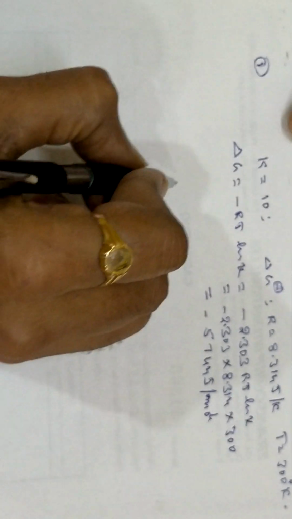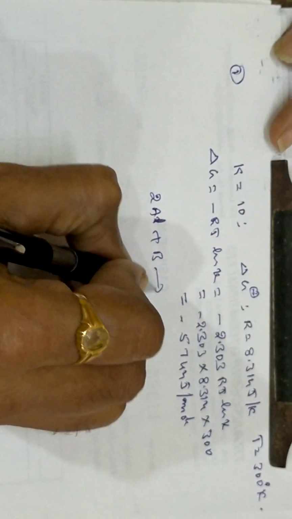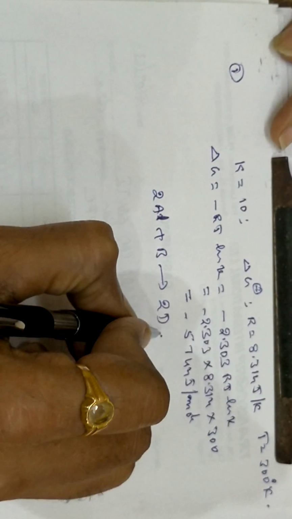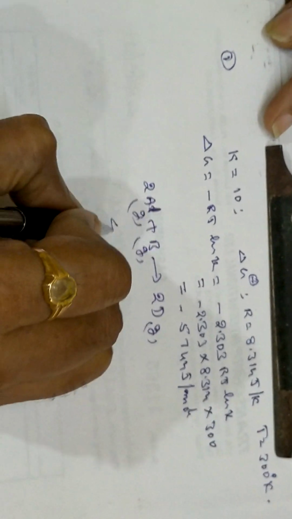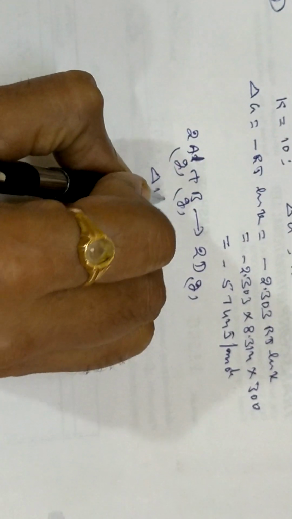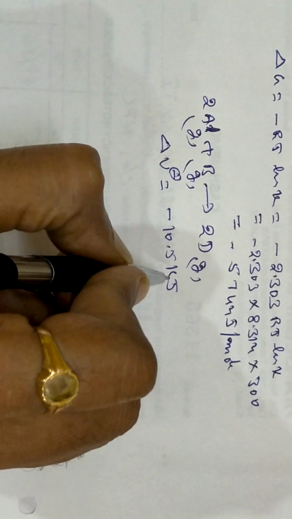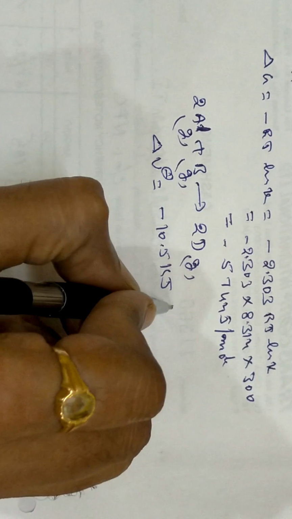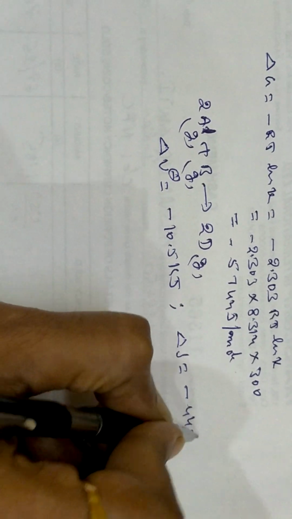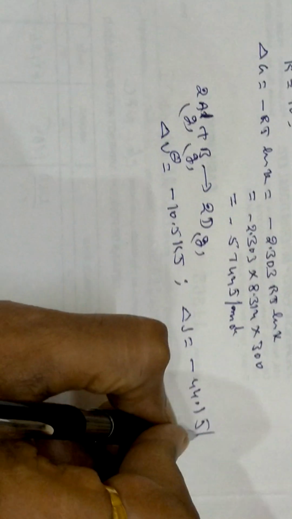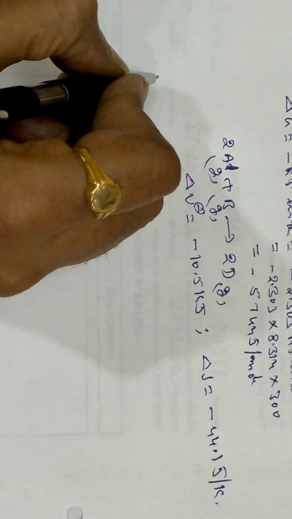The equation is given as 2A plus B gives 2D, all gases. Standard delta U is given as minus 10.5 kilojoule. See the units very carefully. Delta S is given as minus 44.1 joule per degree. Calculate delta G and predict whether the reaction can occur spontaneously or not.